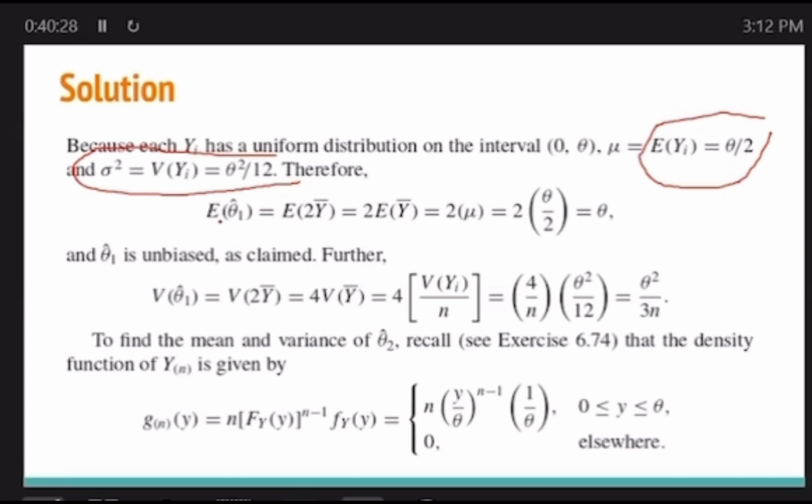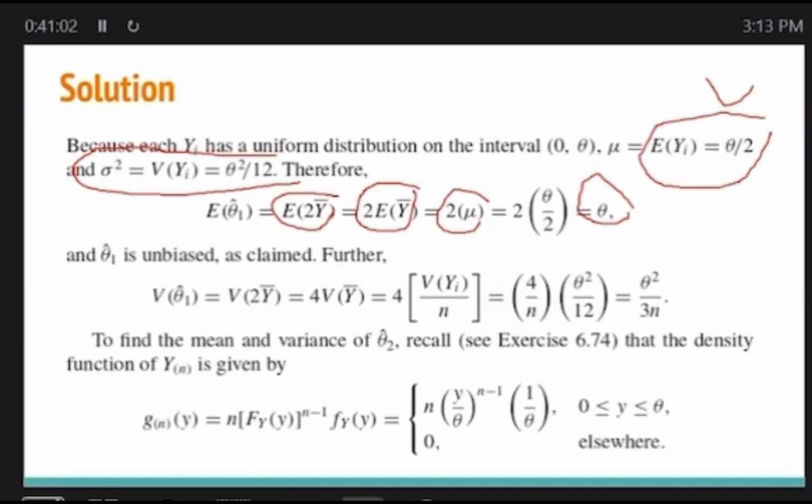Then you can now find the expected value of theta cap 1, starting from the unbiased angle. What is the expected value of 2y bar? 2 times the expected value of y bar. What is the expected value of y bar? Mu. What is mu? The mean that you got here, theta over 2. You plug that in, what happened? The first estimator, theta cap 1, is unbiased. Why is it unbiased? Because the expected value of theta cap 1 equals the population parameter.